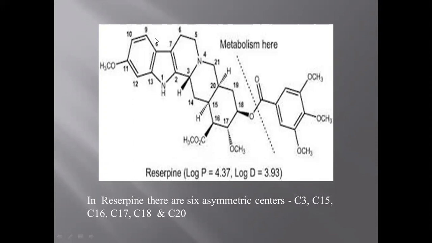So it has the indole nucleus. Here you can see the indole nucleus, and it has the isoquinoline nucleus. Here you can see the isoquinoline nucleus. Indole is attached to the isoquinoline through carbon. And then you can see a benzene ring having methoxy groups. So that is about the main structure and synthesis of reserpine.